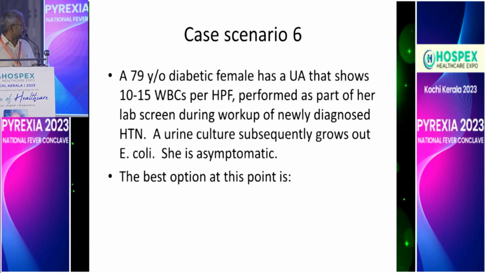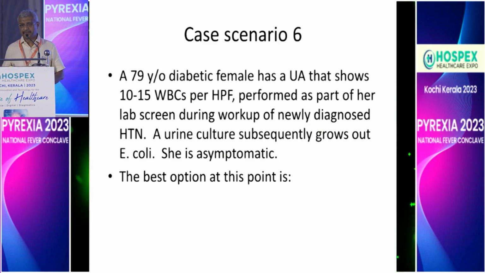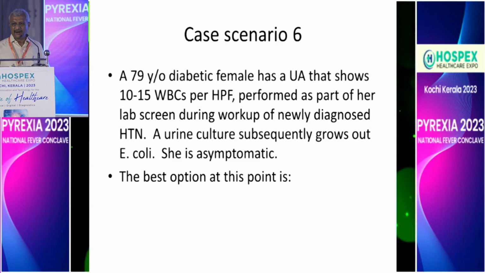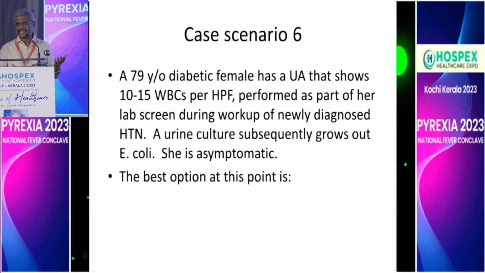And the urine culture subsequently grows E. coli. She is completely asymptomatic. Should we need to treat this? Now this is a very common scenario which we get in OP. Now elderly, diabetic, you have the feel that it's an immunosuppressed state, so should we treat it? Should we hunt it down? So these are all the questions.